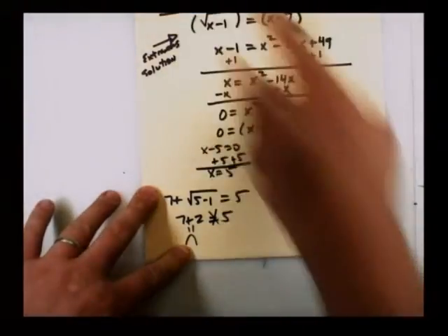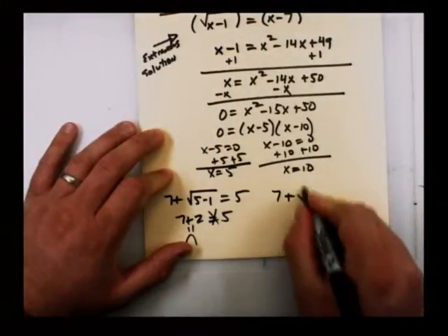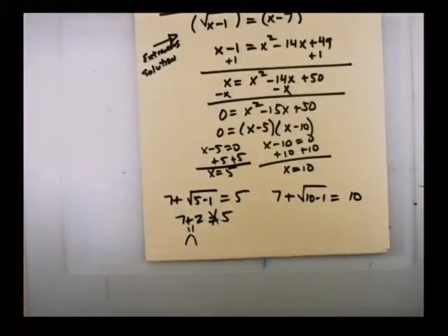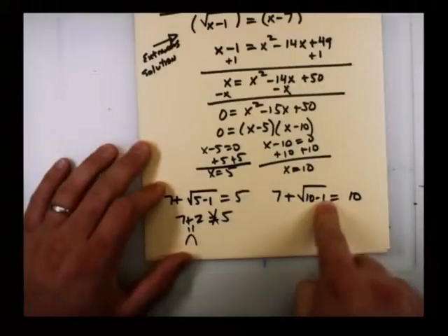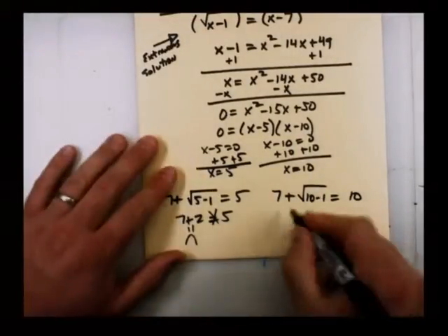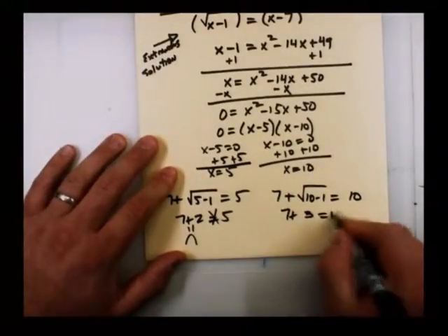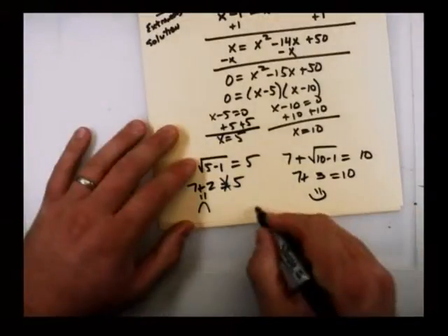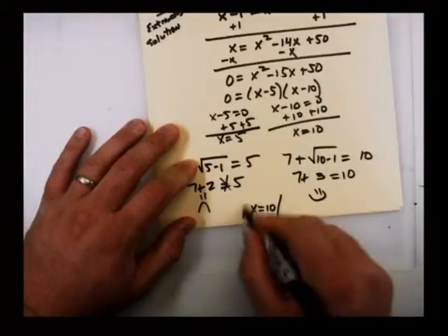Other one, we plug in 10. 7 plus the square root of 10 minus 1 is equal to 10. 10 minus 1 is 9. Square root of 9 is 3. 7 plus 3 is equal to 10. So 10 is our solution. So our only solution that works out for this problem is x equals 10.